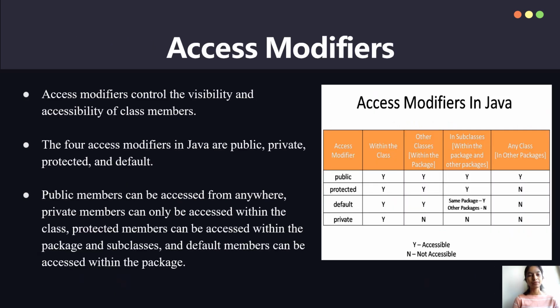Access modifiers. Access modifiers control the visibility and accessibility of class members. The four access modifiers in Java are public, private, protected, and default. Public members can be accessed from anywhere. Private members can only be accessed within the class. Protected members can be accessed within the package and subclasses, and default members can be accessed within the package.